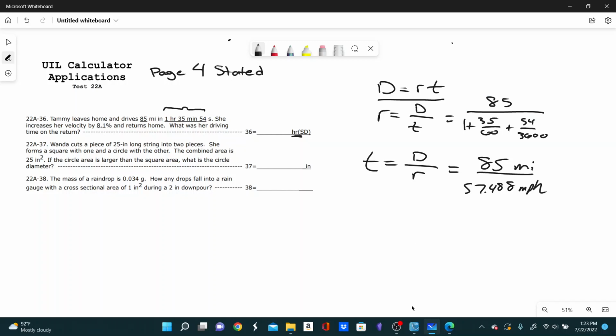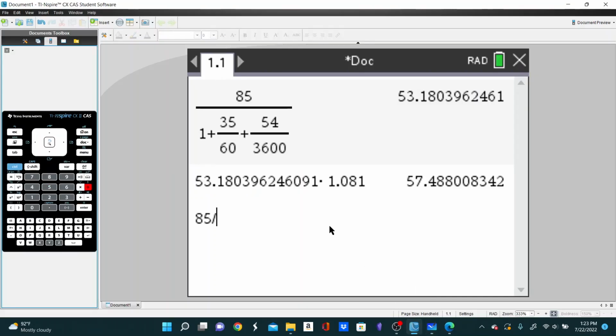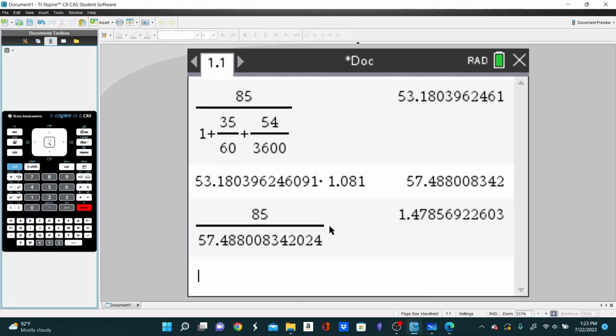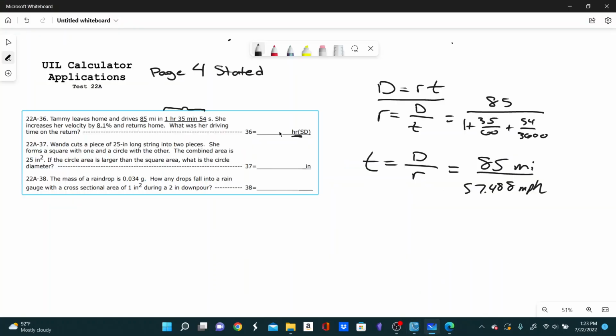So we do 85 divided by that value here. So we get 1.4785 hours. Now, this problem is actually a significant digit problem, which means it's not necessarily 3 significant figures.